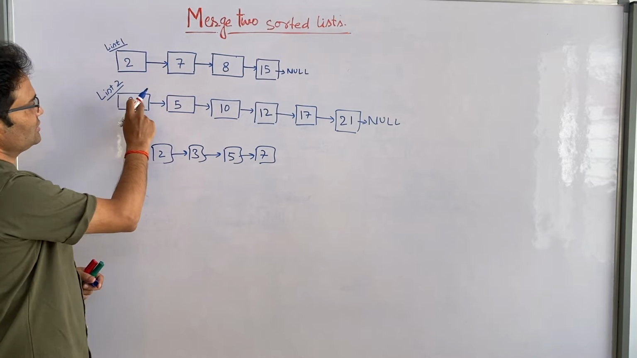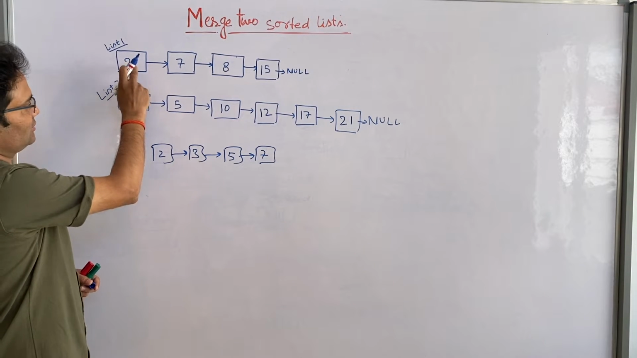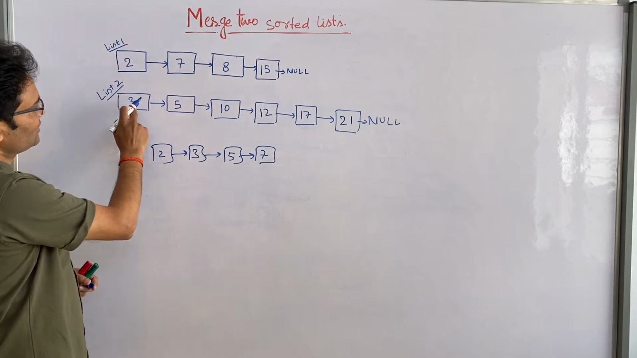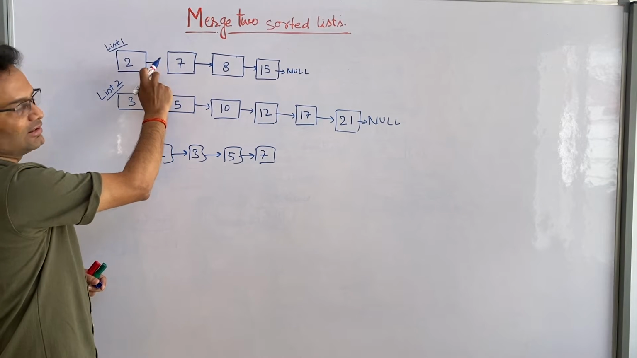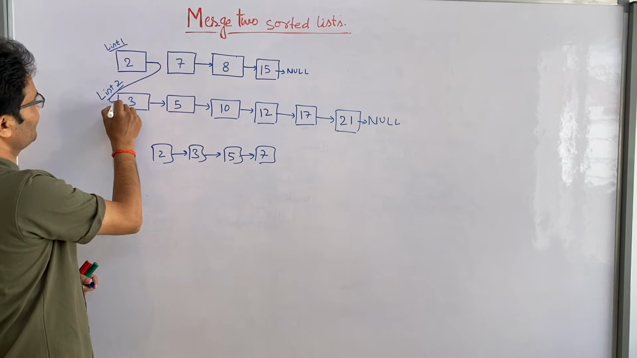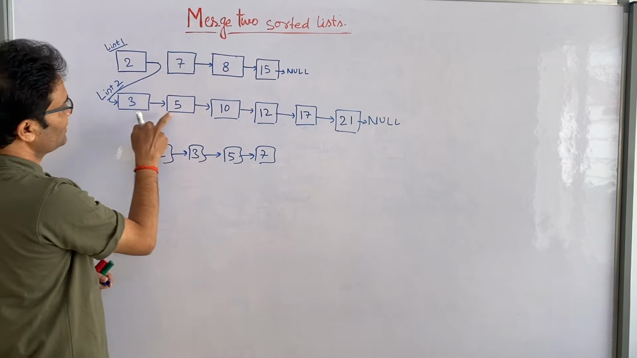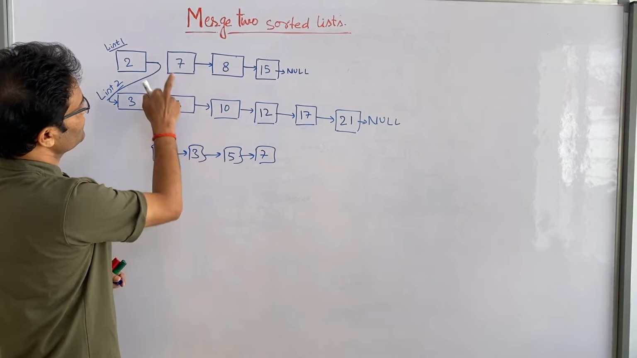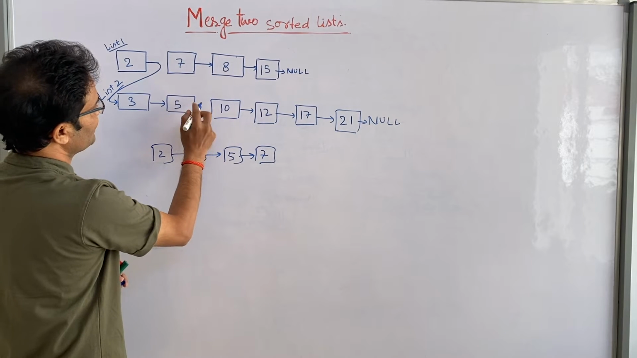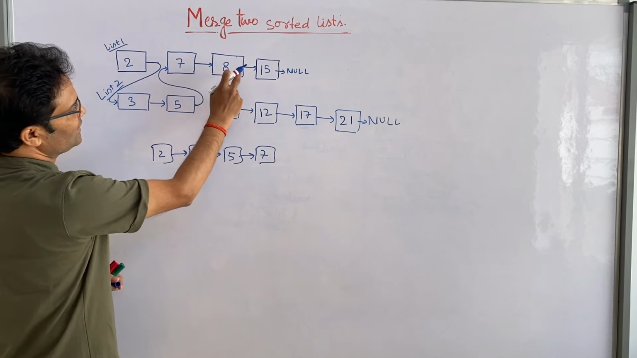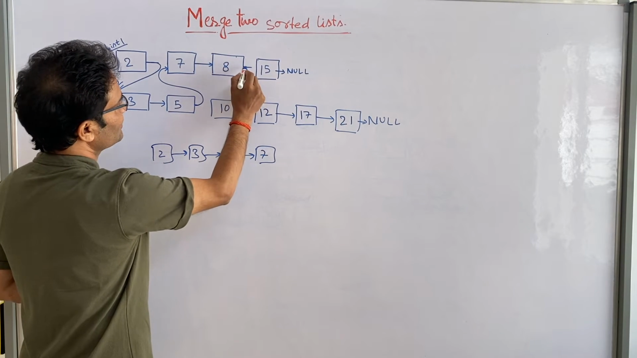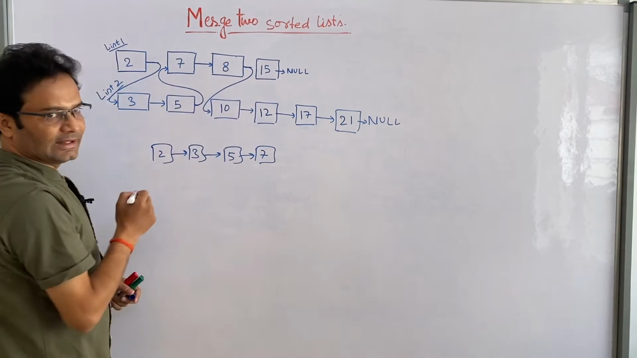So what I am going to do is check first. This is the 2, this is the 3, so this is the lesser one, right? And then after 2, 3 should be there. So I will disconnect this connection here and connect like this, and 3, 5 is already okay. After 5, 7 should be there. I will disconnect and connect the 7, then 7, 8 is okay. After 8 I will connect the 10.